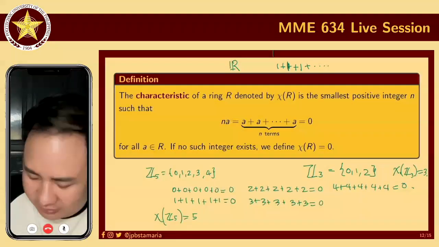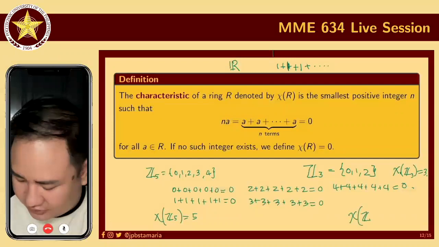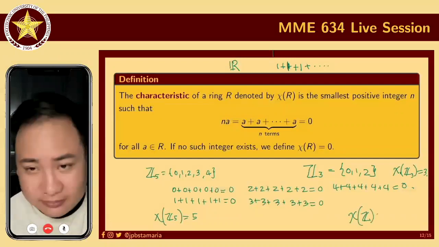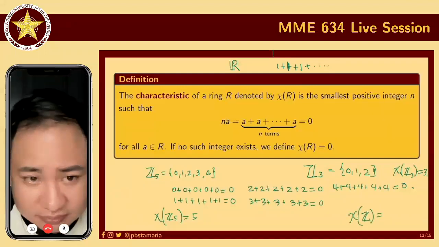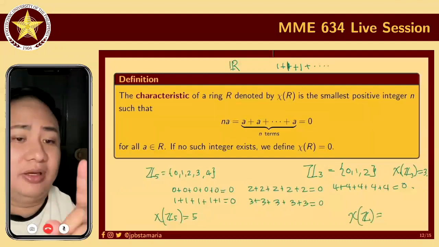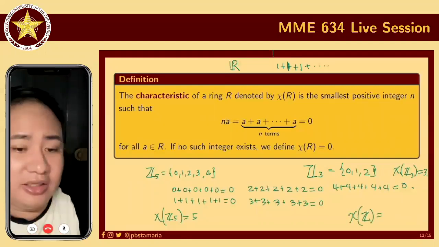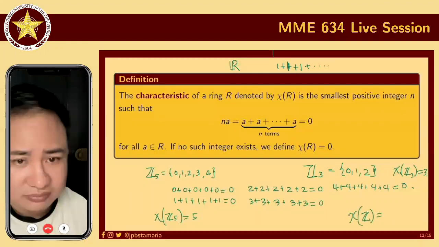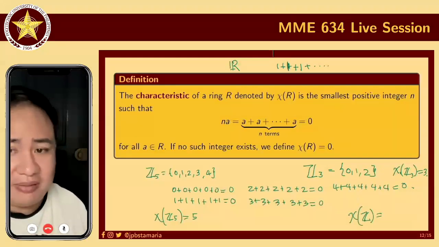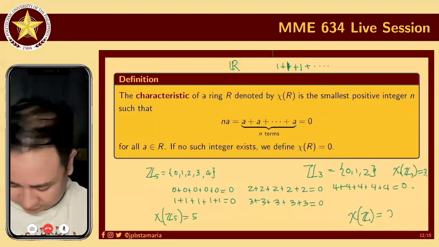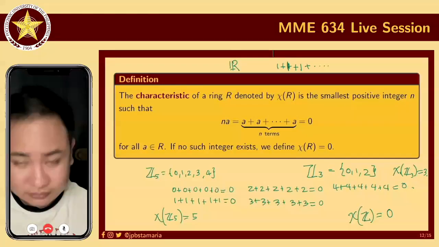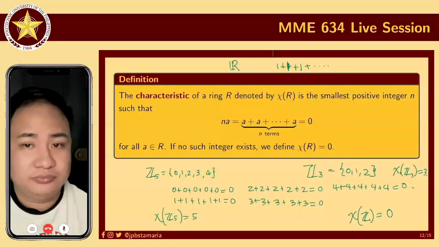Pero halimbawa, yung characteristic ng integers, just look at the element 1. Yung integer ba na 1, pag inadd ko sa sarili niya ng maraming beses, magiging 0 ba yan eventually? Never, di ba? Kasi number pa rin naman yan eh. Kaya ang characteristic ay 0. Okay. Nagets nyo, ha? O, sige.